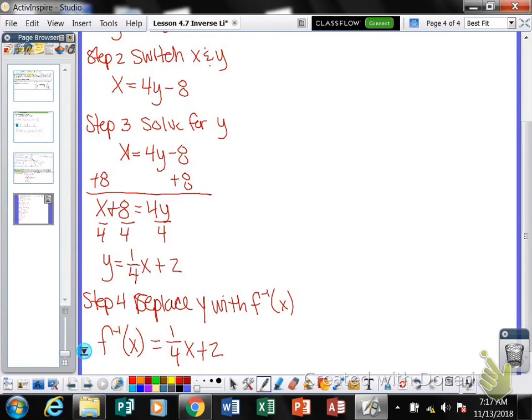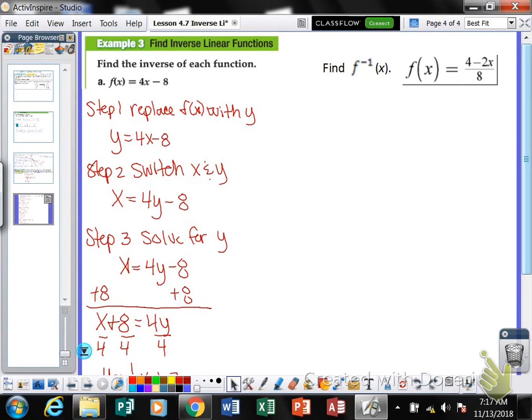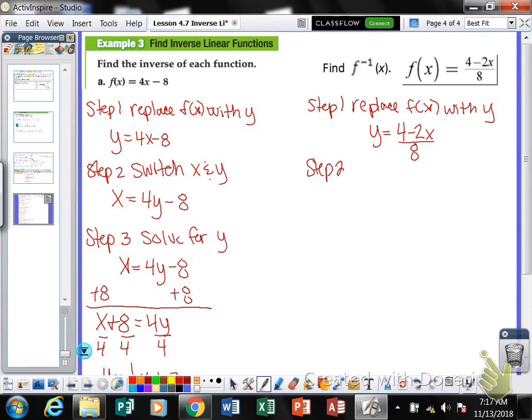Okay, so let's go back and do the next one. So I'm going to go through it step by step again. So step 1, replace f of x with y. So y equals (4 minus 2x) all over 8. Step 2, switch x and y. So now I have x equals (4 minus 2y) over 8. Step 3, solve for y.